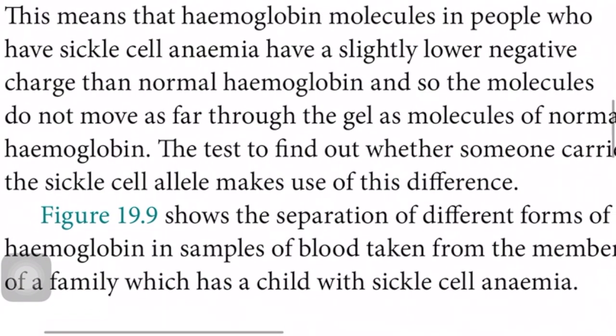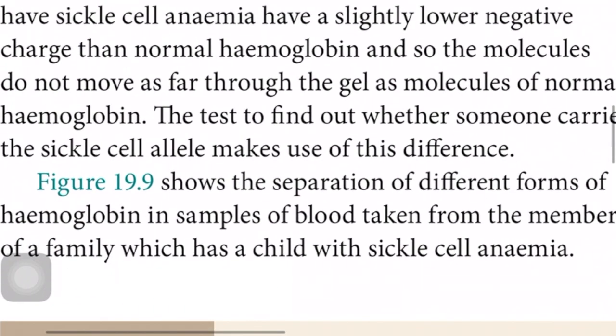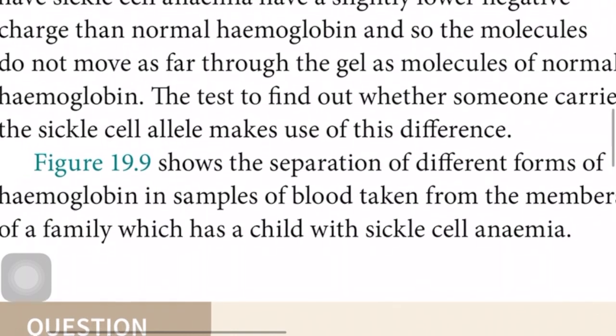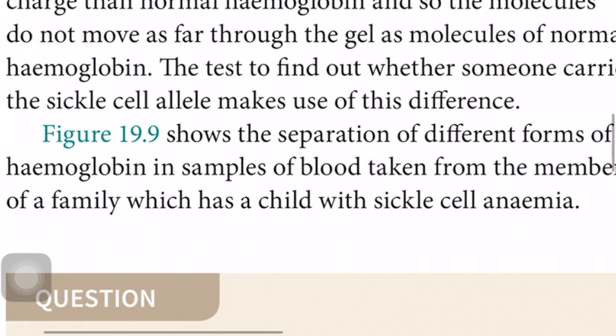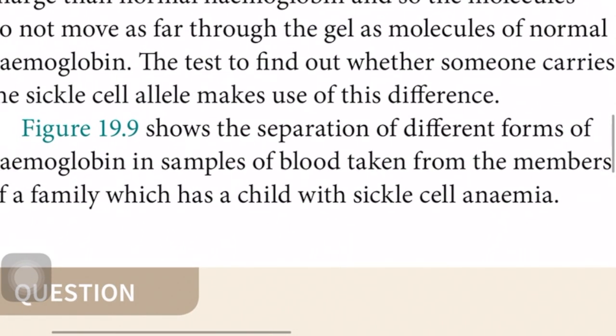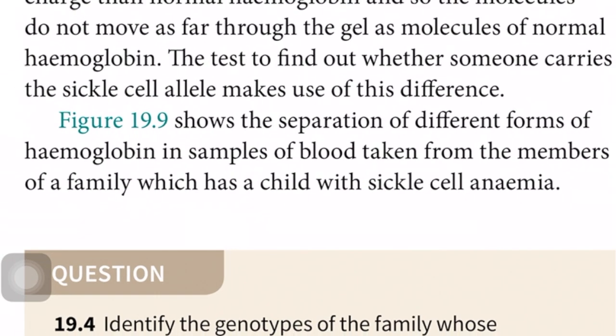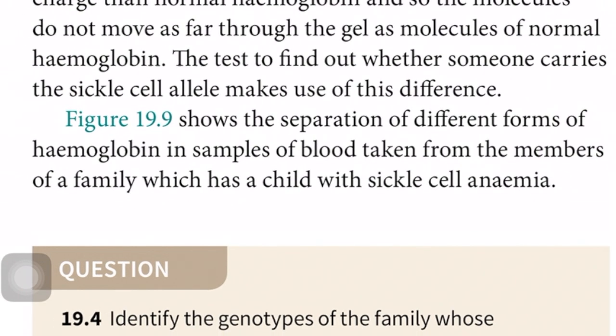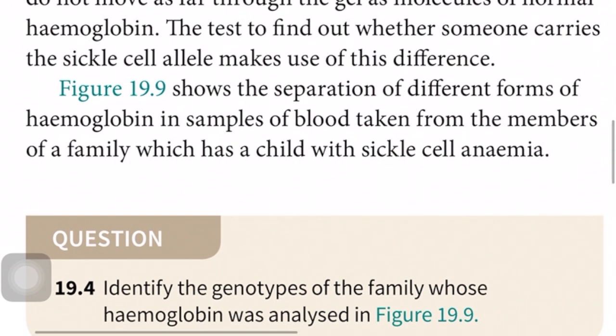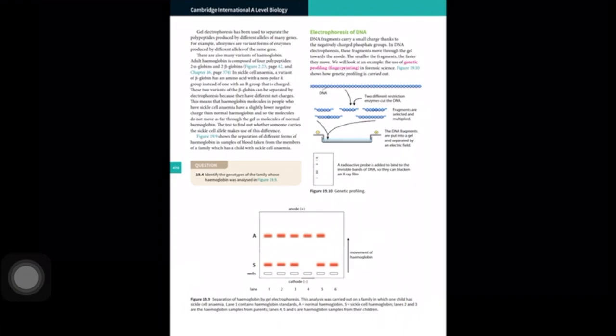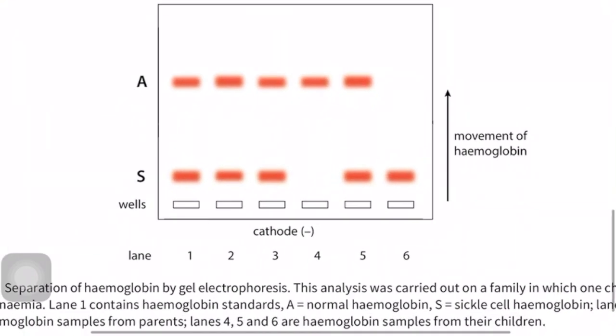This means that hemoglobin molecules in people who have sickle cell anemia have slightly lower negative charge than normal hemoglobin, so the molecules do not move as far in the gel as molecules of normal hemoglobin. Yes, the test to find out whether someone carries the sickle cell allele makes use of this difference. Figure 19.9 shows the separation of different forms of hemoglobin in samples of blood taken from the members of a family which has a child with sickle cell anemia. Okay, so let's look at this.